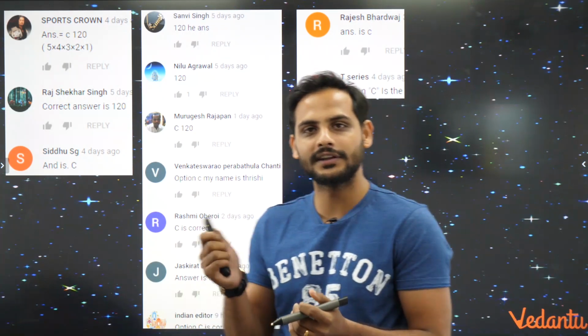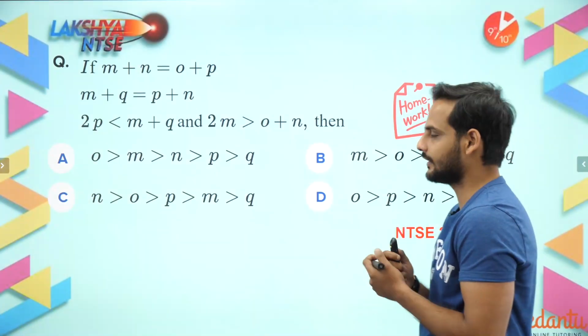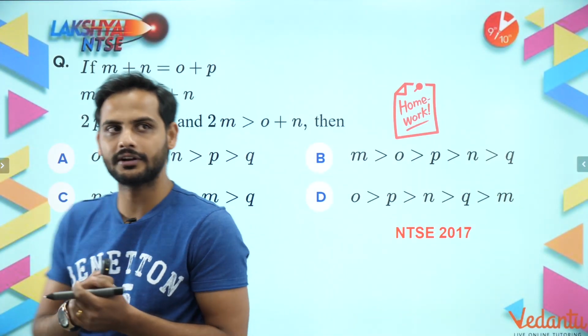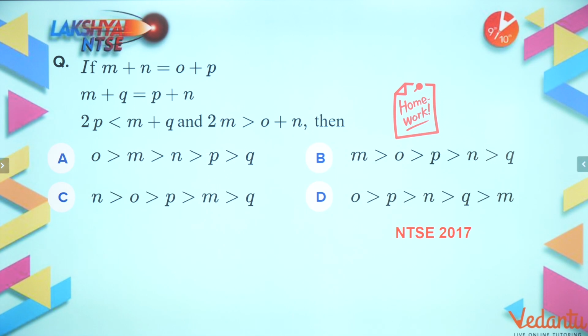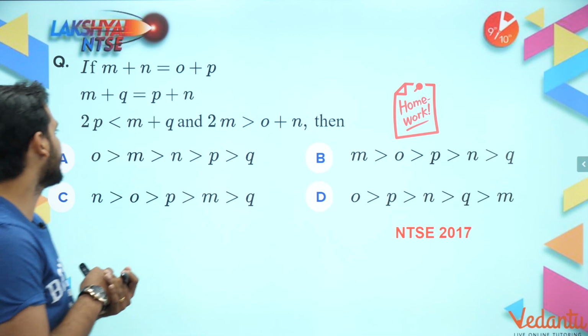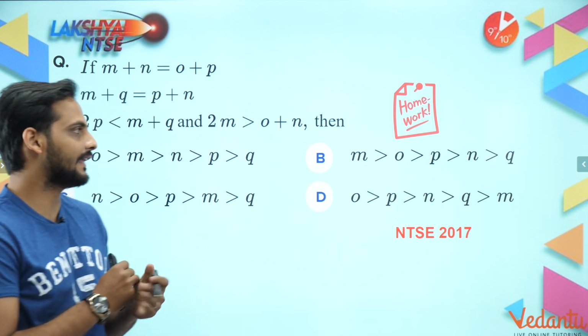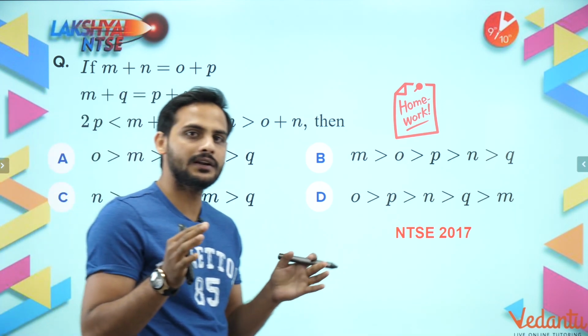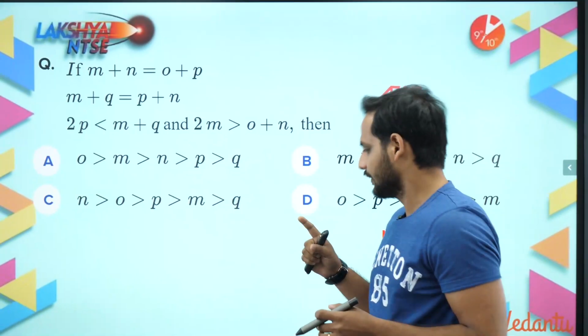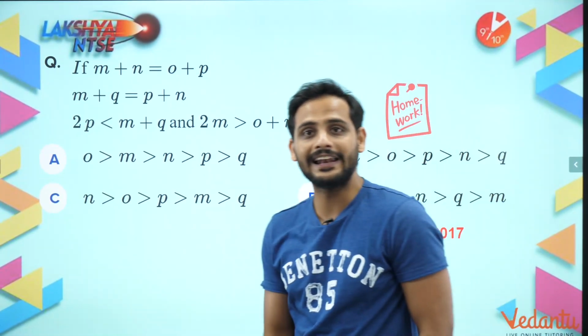Now let's move to the next week's homework question, which was this. The relations given are m plus n is equal to o plus p, m plus q is equal to p plus n, 2p is less than m plus q, and 2m is greater than o plus n. Then which one will be correct? Here we will try to use the elimination method.